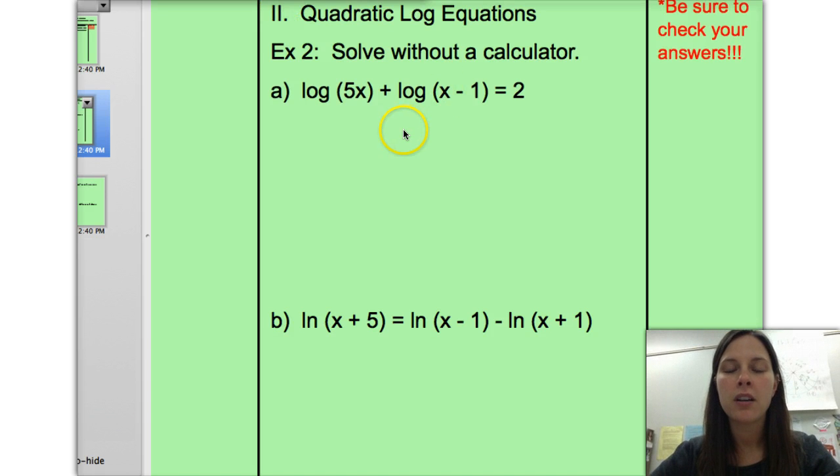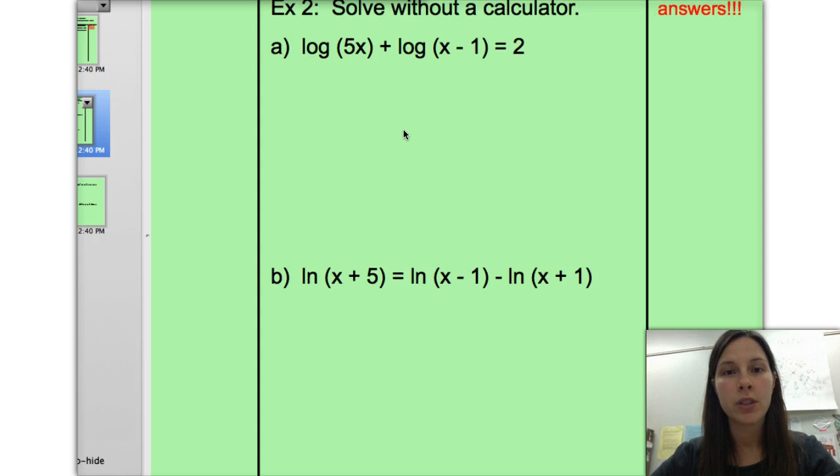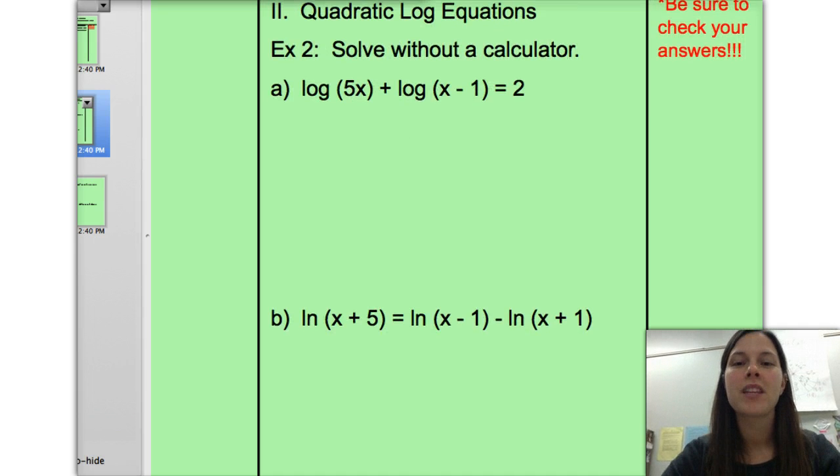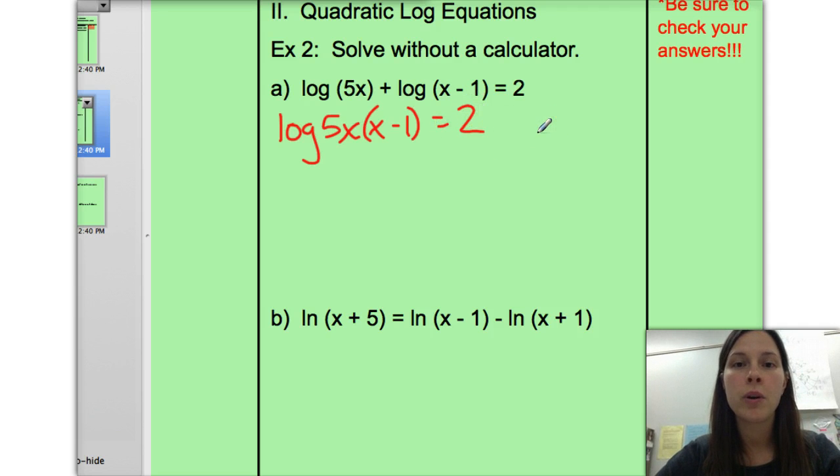So example 2, part A, we're first going to condense the left-hand side to a single log. The way that we do that, remember, with addition, is we condense it to multiplication. So we are going to write this as log of 5x times x minus 1 equals 2.